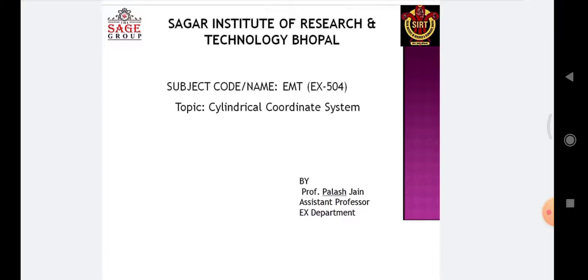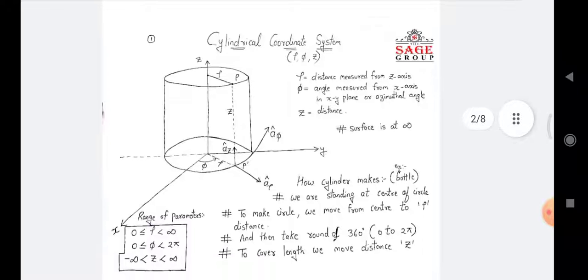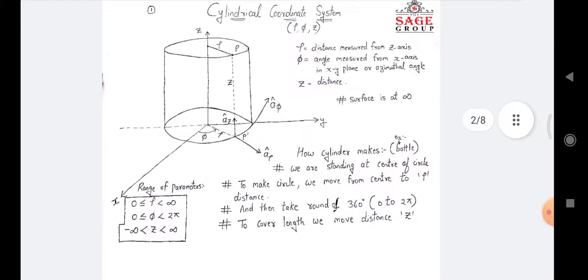Now if we revise all the three parameters, we will see that rho is the distance measured from the z axis, phi is the angle measured from the x axis in the xy plane, or I can say the azimuthal angle, and z is the distance. And I have taught you the basic method, a very simple method, of how to draw the cylinder.